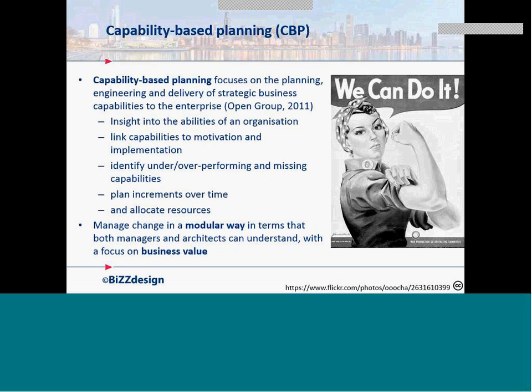Yeah, with strategy planning, a next step would be capability-based planning, which is focusing on planning, engineering, and delivering of strategic business capabilities. It helps you have an insight into the abilities of an organization, from motivation to implementation, so from the strategy to, in this case, the enterprise architecture. You can identify under or overperforming abilities, even capabilities. You can plan increments over time, those capability increments that I talked to you about from the beginning, and also allocate resources to those capability increments.